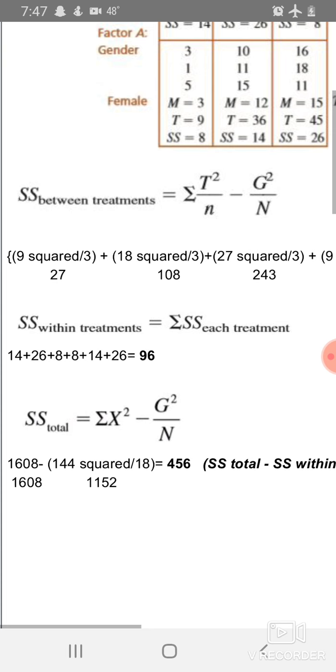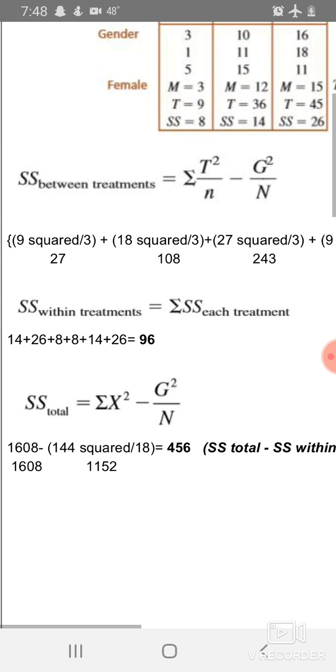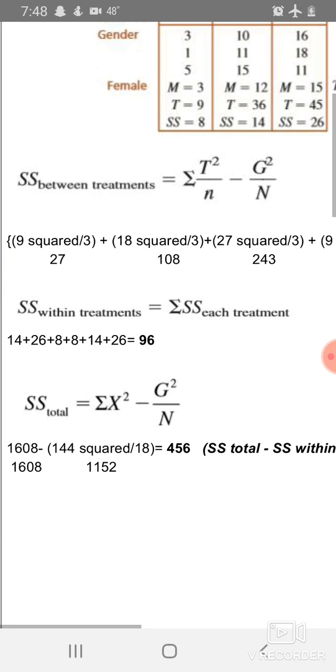That is SS within. For SS total, you take the sum of x squared, which is given and is 1608, minus the grand total squared divided by N, which we just did, which is 144 squared divided by 18 equals 1152. 1608 minus 1152 equals 456.